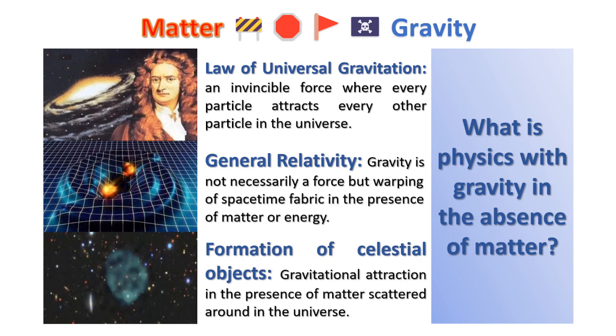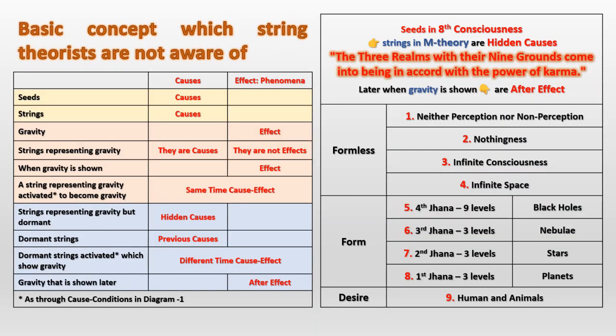Is gravity still physics? There are some critical concepts in Yogacara Buddhism which string theorists are not aware of. In Yogacara Buddhism, seeds are also called causes, or hidden causes. As strings are seeds, strings are also hidden causes. Hidden causes, when dormant, we don't know what they are. Strings representing gravity are causes; they are not gravity. They are not effects, which means they are not gravity. When strings representing gravity get activated and gravitational force is felt, that is effect. This is called same-time cause-effect. There is no time in this split second.